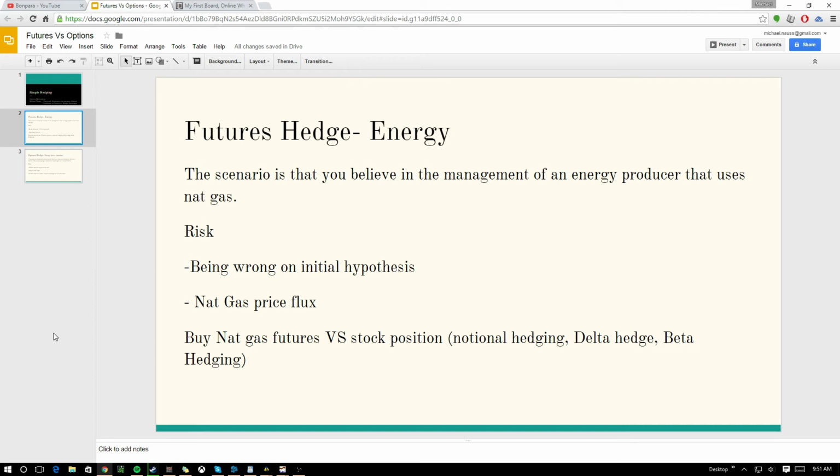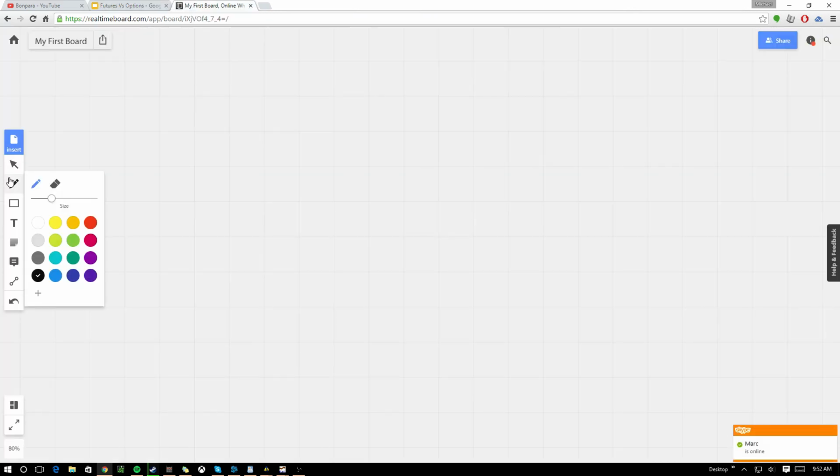So in this scenario, what's going to happen is that if natural gas increases in price, their margins are going to decrease and their profits are going to decrease, assuming they're not hedging on their side; we're just going to leave that out for now. If natural gas prices fall, their margins are going to increase and their price is going to increase. So what we need to do is find a way to take that natural gas price flux out of the equation so we can focus on what we studied, and that was the management. So we're going to buy some natural gas futures versus our stock position. So first let's go in and explain kind of what's going to happen here.